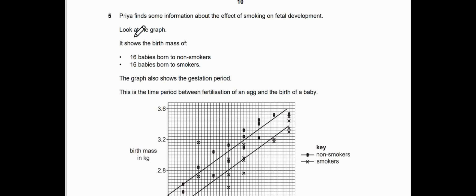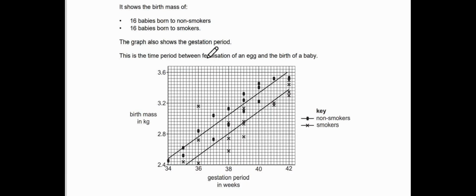Question 5. Priya finds some information about the effect of smoking on fetal development. So, effect of smoking on fetal development. Look at the graph. It shows the birth mass of 16 babies born to non-smokers and 16 babies born to smokers. This is the time period between fertilization of an egg and the birth of a baby. So, gestation period in weeks and birth mass in kilograms. The dot is for non-smoker babies and the cross is for smokers' babies.